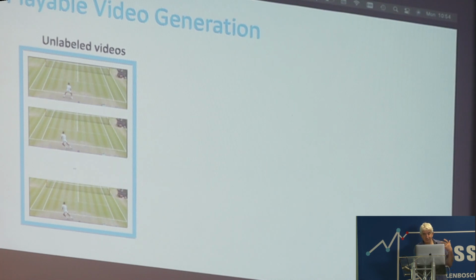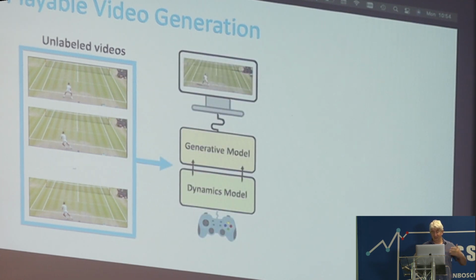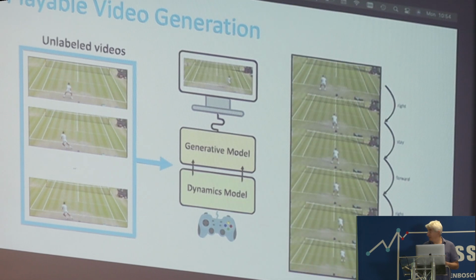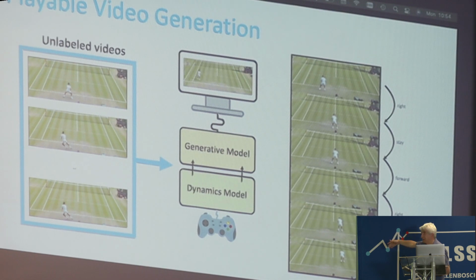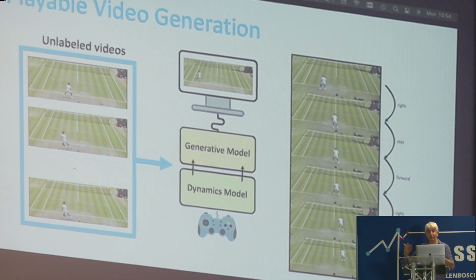Okay, so it's very simple. You have a set of unlabeled videos, so you need to understand the logic of the game, right? So you need to understand what it means to play tennis. Then you have this generative and dynamic model, and you can also play the user in which you can say to him, well, you move to the right, you stay, you move forward, and so on. So you have these kinds of stages in which, of course, the user will have to be animated.